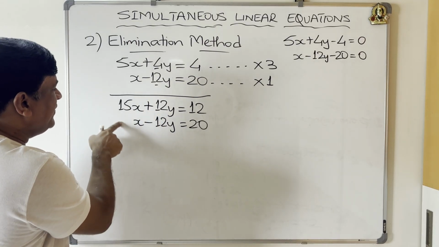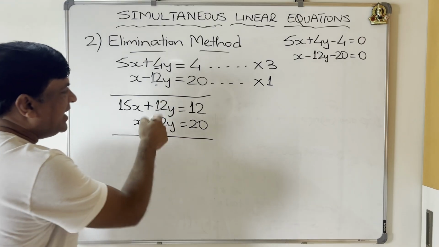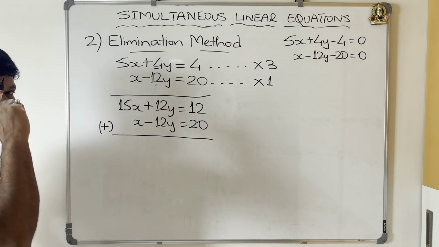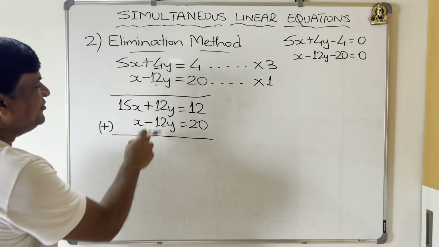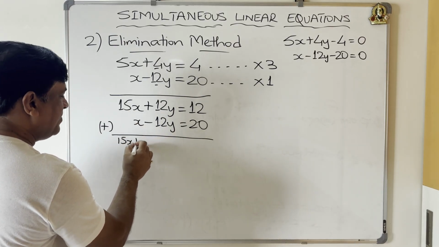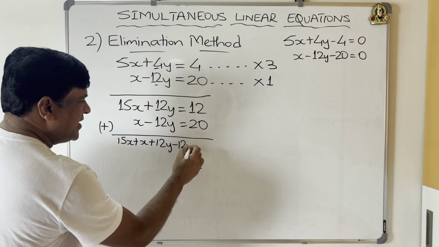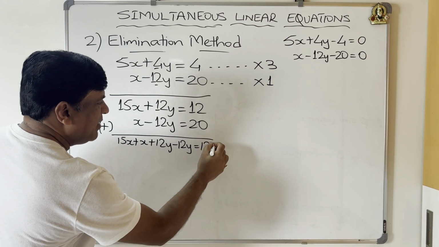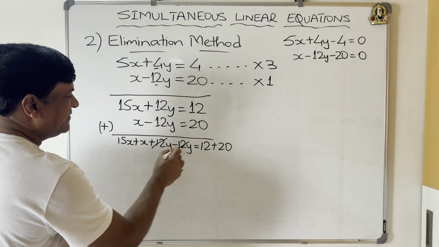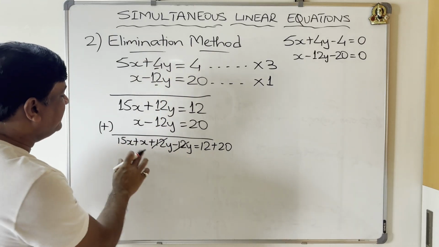Now look at it. Between these two equations, what is the operation I can do so that I can eliminate this? Can I add both these equations? When I add both these equations, what do I get? I get 15x plus x, then plus 12y minus 12y is equal to 12 plus 20. I've just combined both of them by adding them. This gets eliminated, right? That is what we wanted to do. We wanted to eliminate one of the variables and find the value of x.